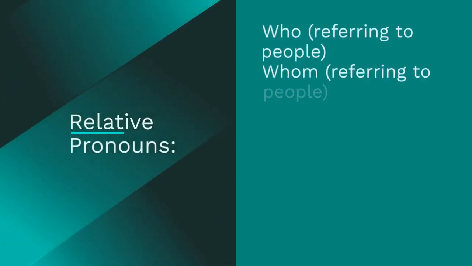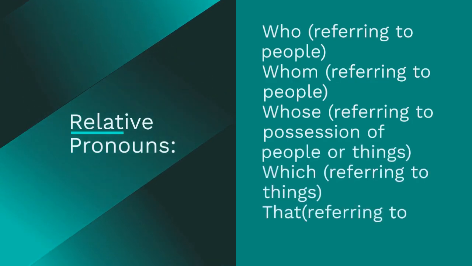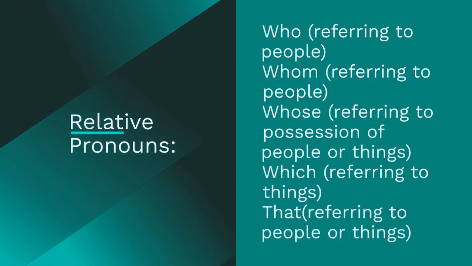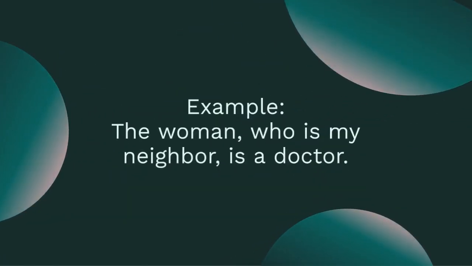Relative pronouns. Who, referring to people. Whom, referring to people. Whose, referring to possession of people or things. Which, referring to things. That, referring to people or things. Example. The woman, who is my neighbor, is a doctor.